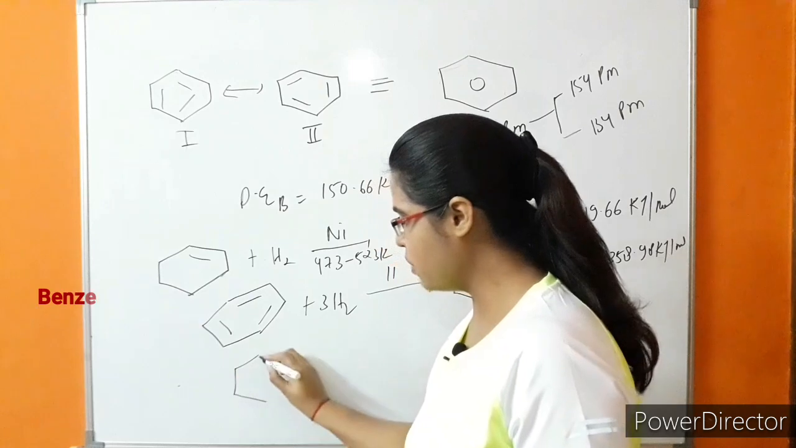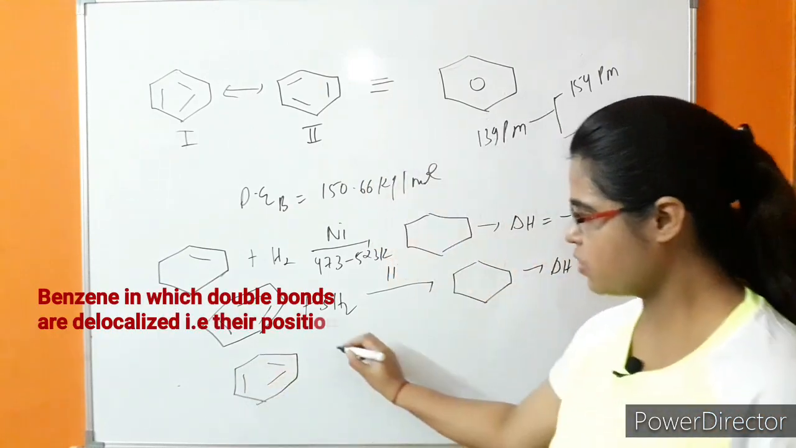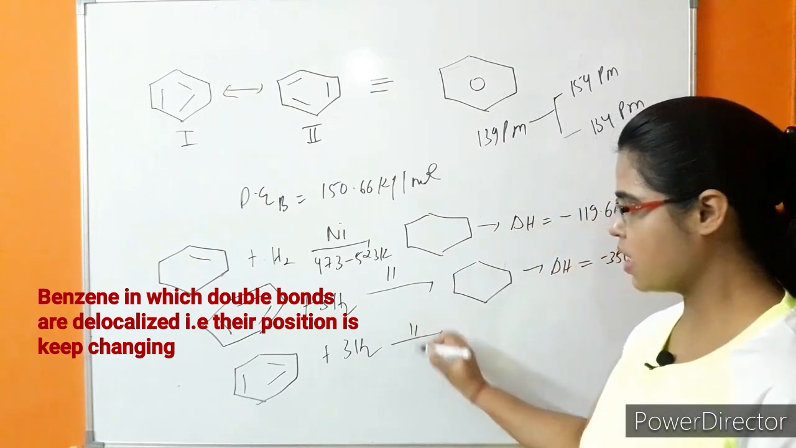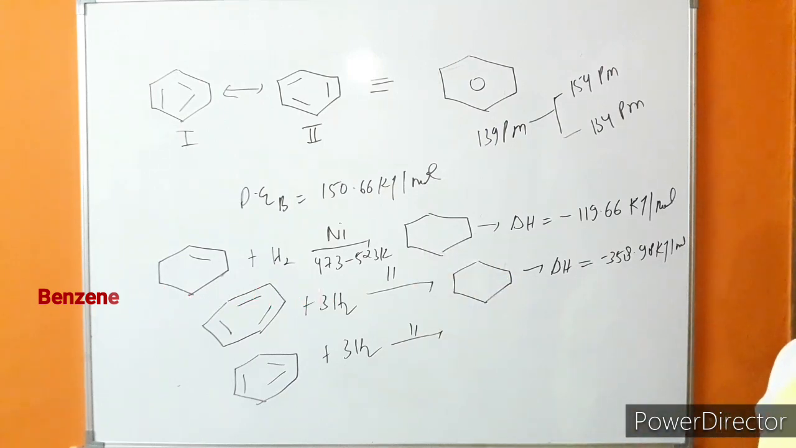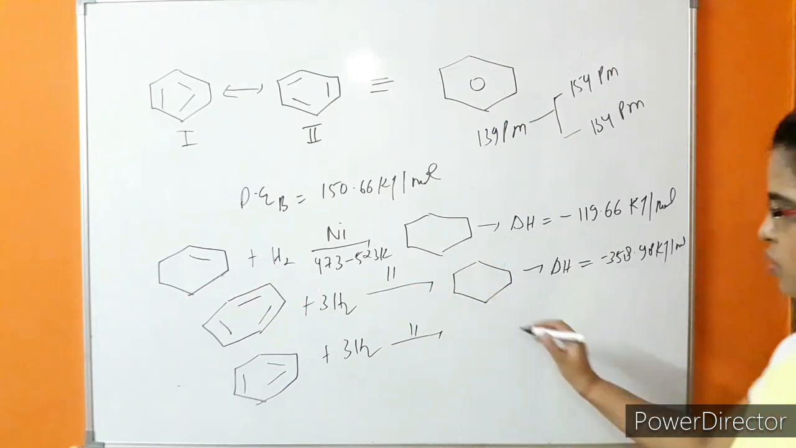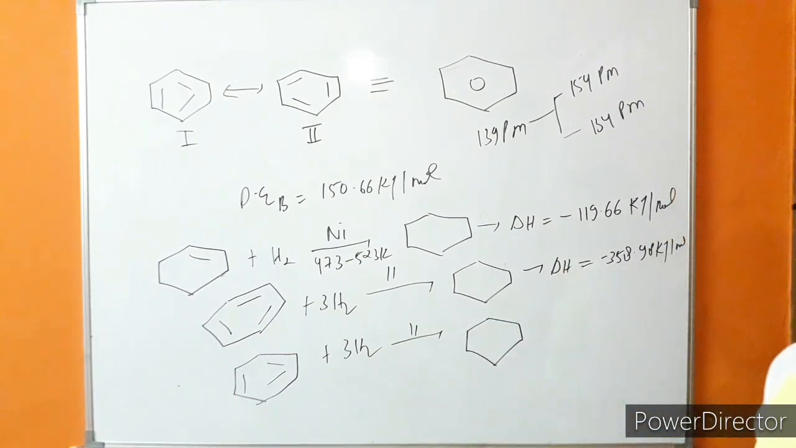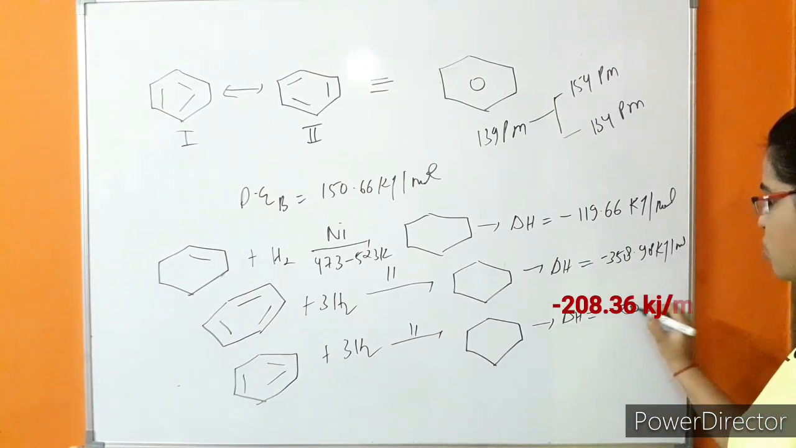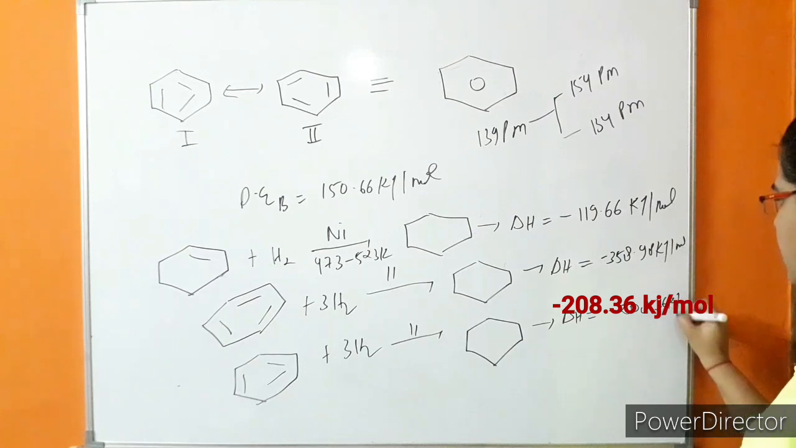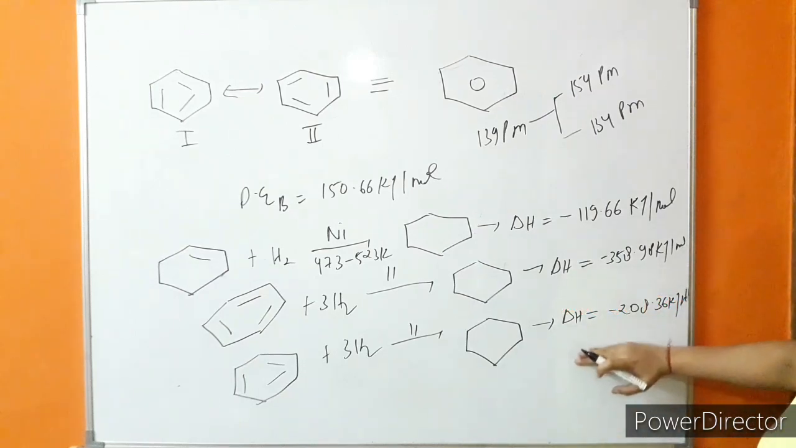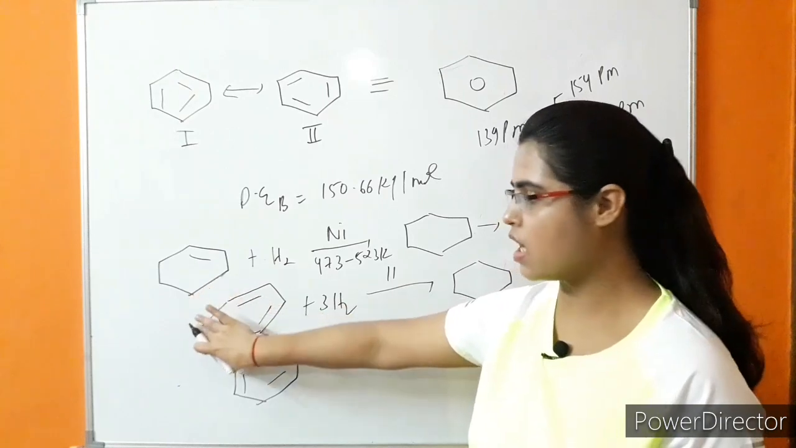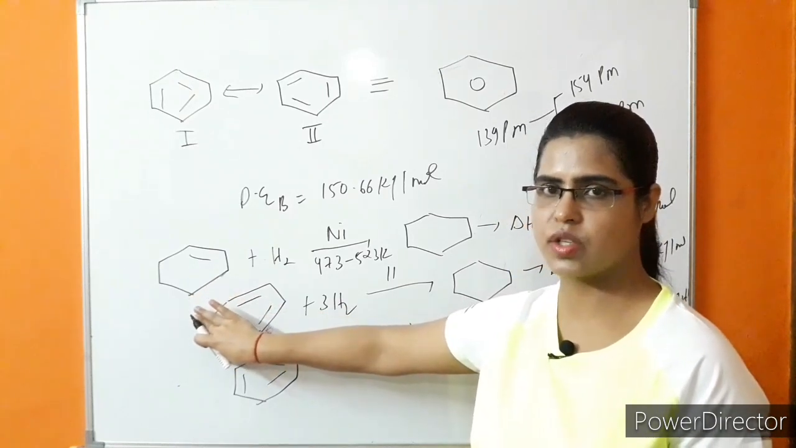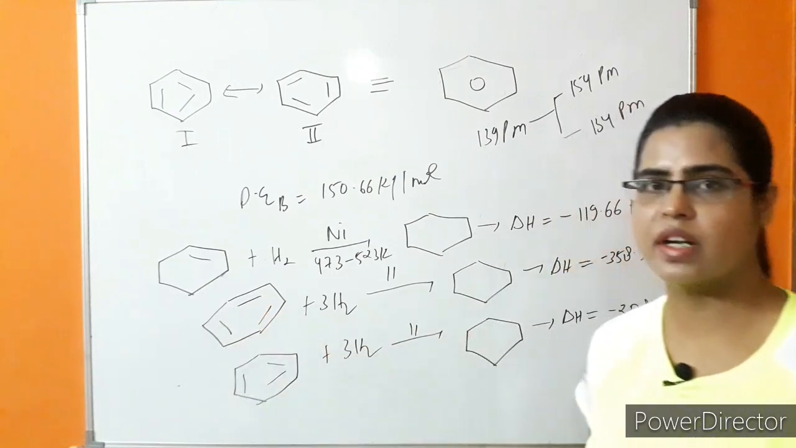Whereas in the case of benzene ring, when hydrogenation takes place in similar conditions, that is in the presence of nickel and a reaction temperature of 473 to 523 Kelvin, cyclohexane is formed, but the actual energy released was around minus 208.36 kilojoule per mole, which was not equal to the energy released for the hypothetical structure, in which the position of the double bonds is fixed.